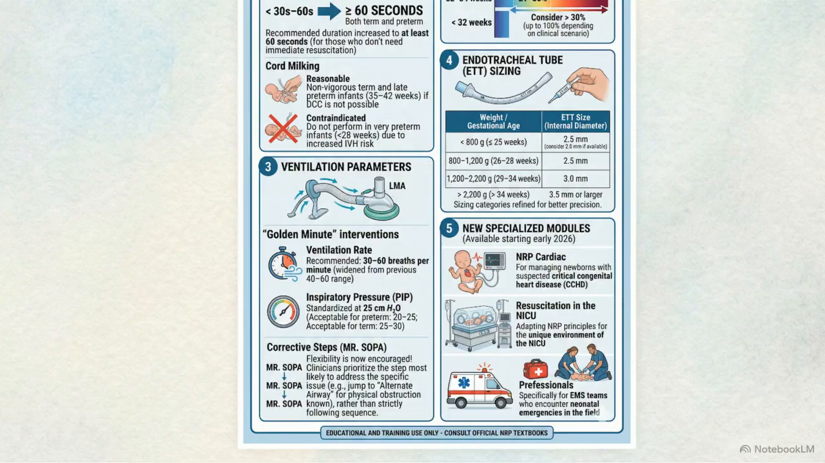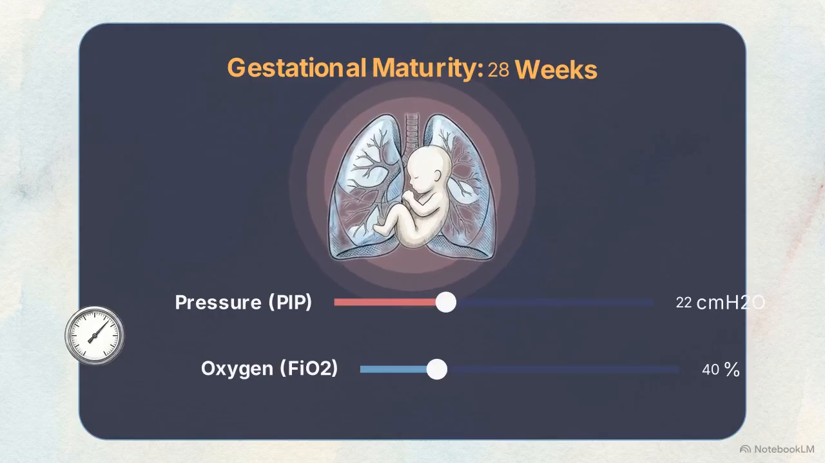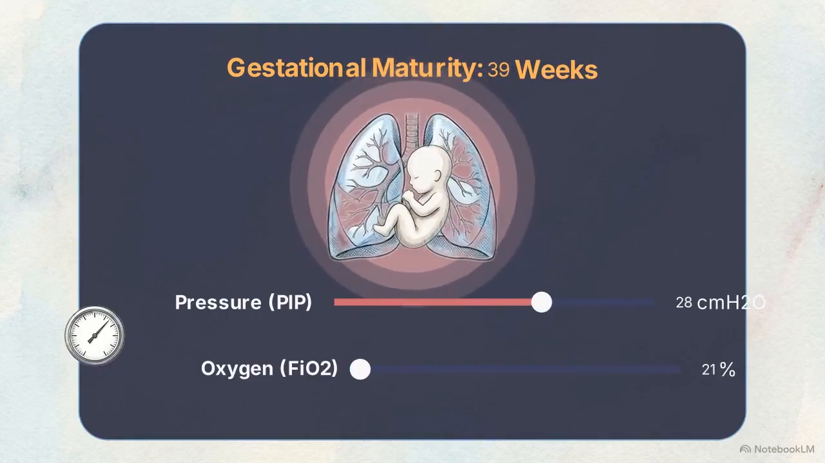Because deferred cord clamping takes longer, the rigid 1-minute oxygen target is eliminated. Instead, initial oxygen concentration scales precisely to gestational age. Term babies start at 21% room air, while preterm infants begin up to 30%, adjusting strictly by pulse oximetry feedback. Ventilation is treated as a continuously titrated therapy of pressure and oxygen, precisely tailored to the infant's specific gestational maturity.